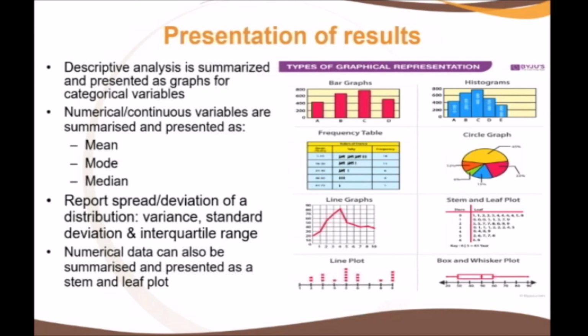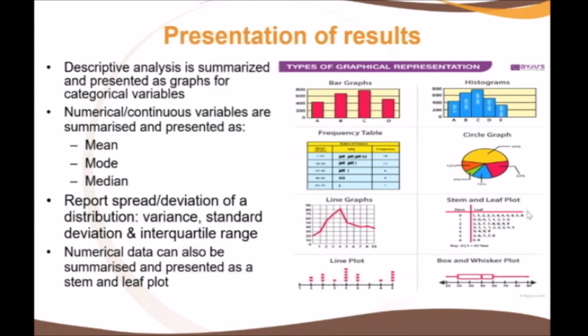So when you report continuous or numerical variables, you also always indicate the deviation or the spread to show how your data is spread. By reporting the variance or standard deviation or the interquartile range. Those are things that you cover when you do a statistics workshop. Okay. Numerical data can also be presented as a leaf plot.